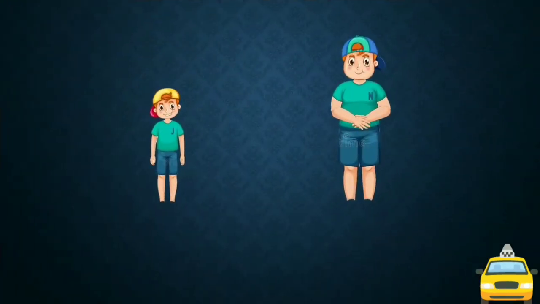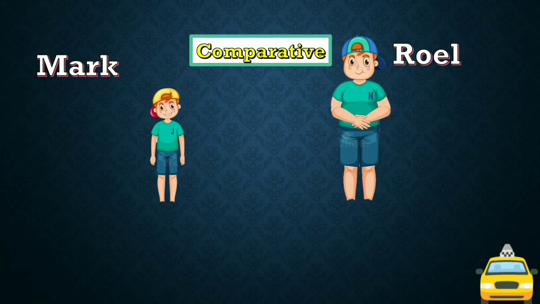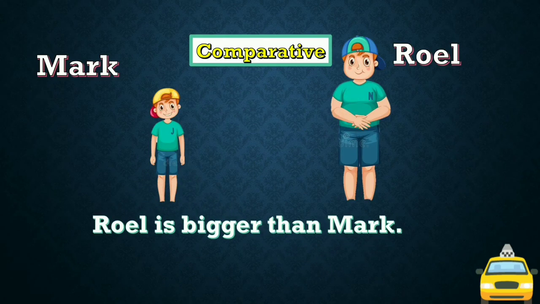I'll give you an example of a picture about the comparative. Look at the picture. What can you say? The small one is Mark and the bigger one is Roel. Let's make it into a sentence like this: Roel is bigger than Mark. The adjective is bigger, and the comparative adds er, and the word clue is than. So they compare between the two boys, Roel and Mark.